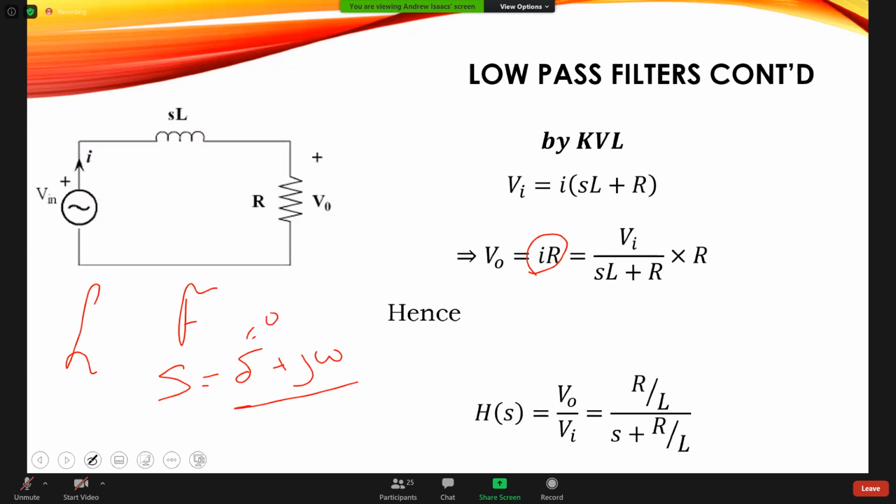So I'm simplifying this. S would then be equivalent to j omega. So we can look at the transfer function in terms of determining the response on the imaginary axis for omega, which of course is our angular frequency. Okay, we can then simply replace our S with j omega.